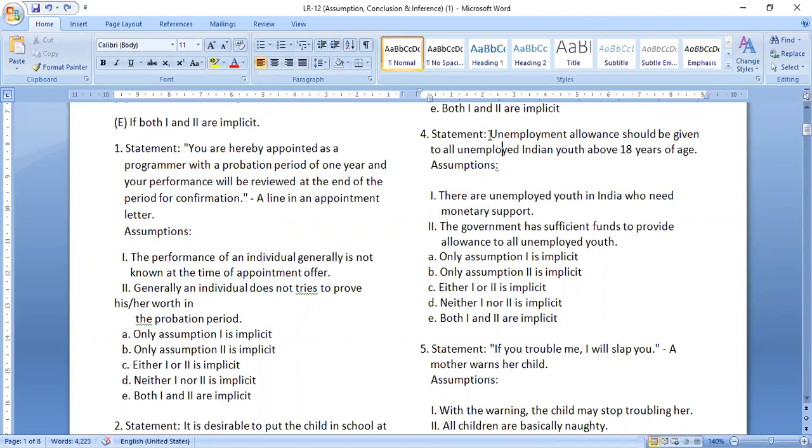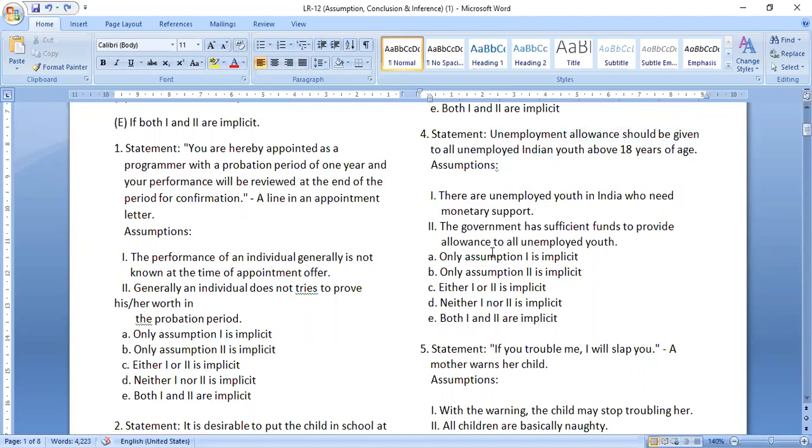So the whole idea is that unemployment allowance should be given to all unemployed youth. If there aren't any unemployed youth, there's no point in making a statement. So we have to take for granted the probity of this statement. We should assume that the statement is correct. So we can't question the correctness of this statement. So the given statement is correct. Okay, so now let's look at the assumptions. If there are unemployed youth in India who need monetary support, yes, if this is correct, then this is implicit in that. No doubt about that.